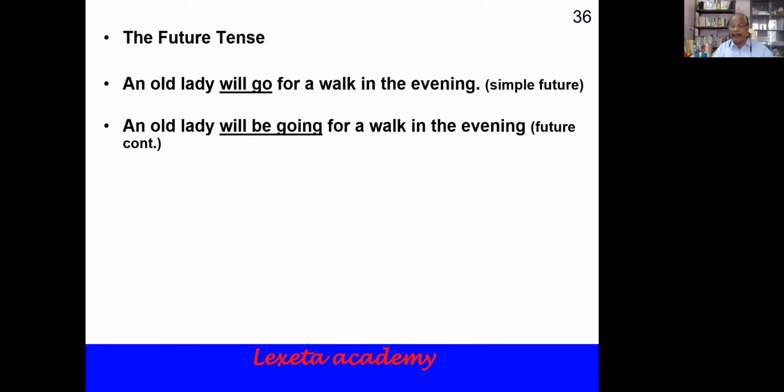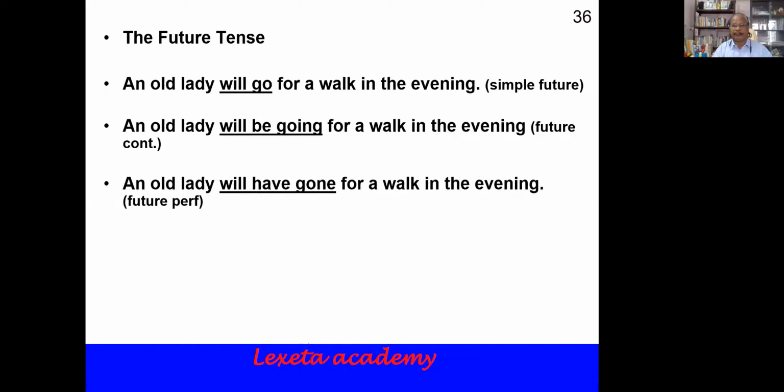An old lady will be going. So be is the past tense, future tense for is. Is, was, be. Will be going for a walk in the evening. Future continuous tense. An old lady will have gone. Has, had, will have. Has, had, will have gone for a walk in the evening. In the evening, adverb of time. Future perfect tense.